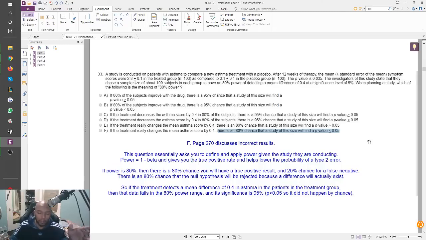That is not just by chance. Being by chance would mean a p-value of more than 0.05. Right? But this would be not just by chance. Very interestingly worded question, but it really tests you on how well you grasp the understanding of p-values, beta errors, power, and all of that other stuff with the null hypothesis and alternative hypothesis.